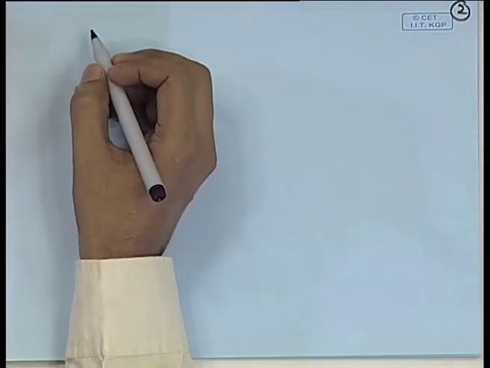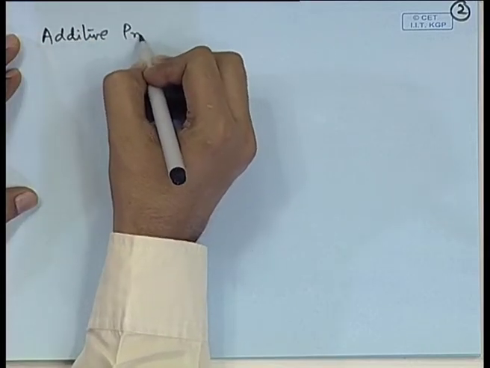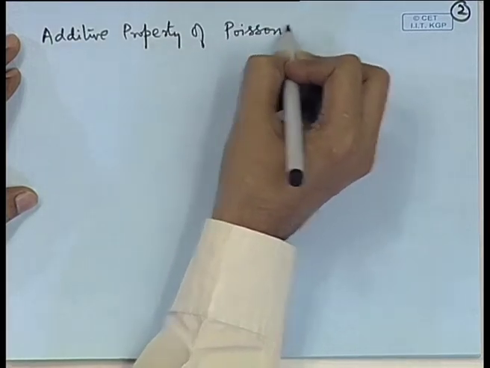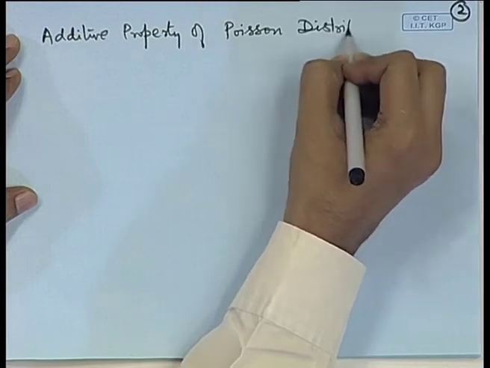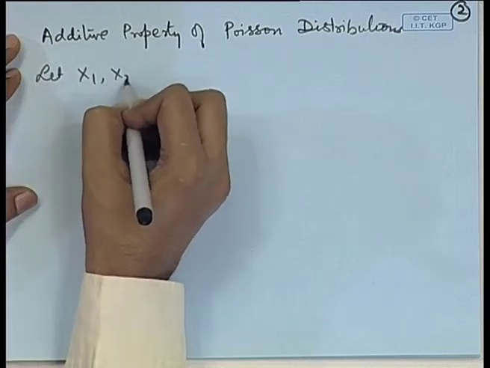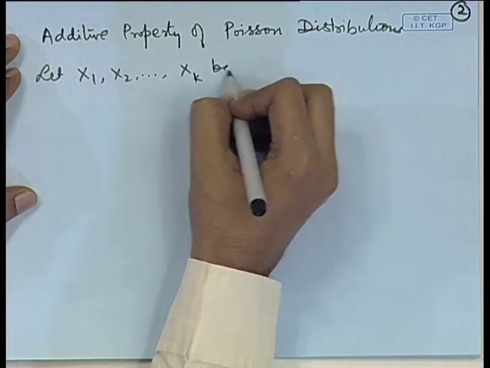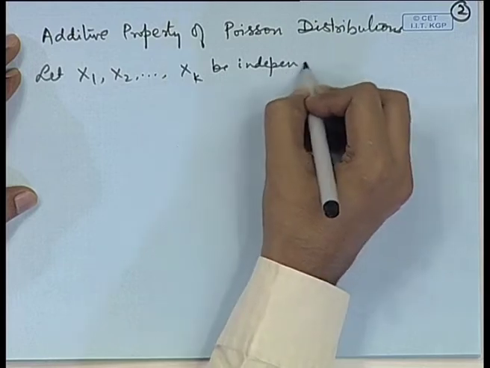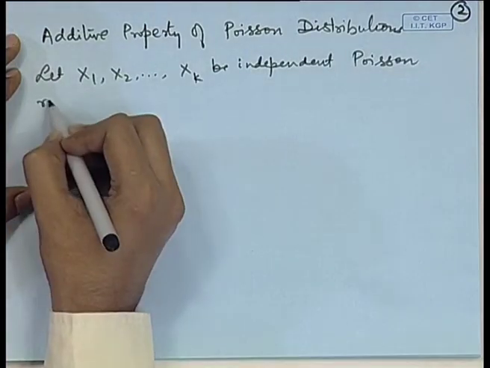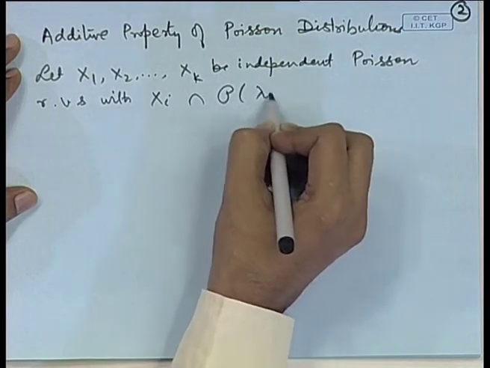Let us prove a similar property for Poisson distributions. So, the additive property of Poisson distributions. Let X1, X2, ..., Xk be independent Poisson random variables, with Xi having a Poisson(lambda i) distribution.